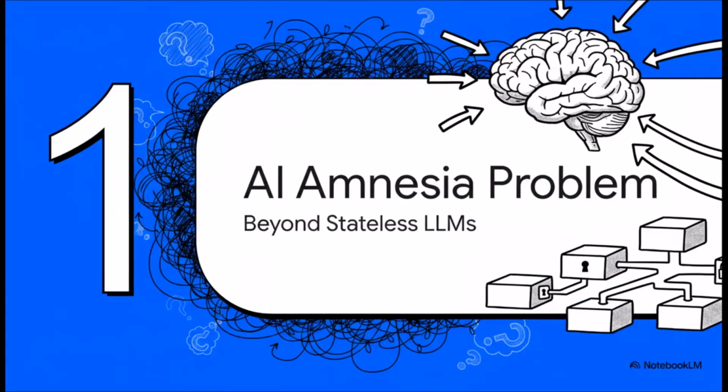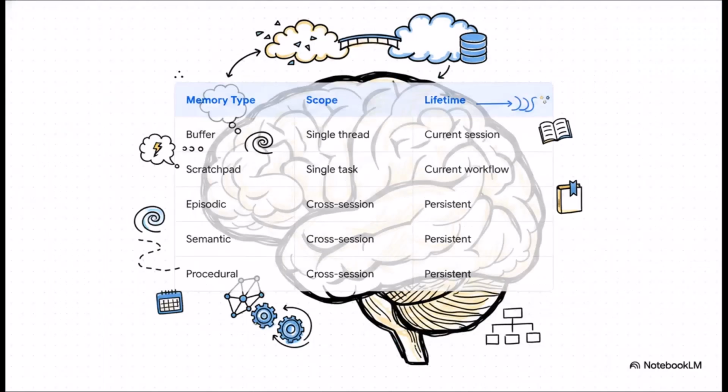Okay, kicking things off with Section 1, the AI amnesia problem and moving beyond stateless LLMs. Here's the absolute root of the issue. Every single time you ping a large language model, it is completely stateless. It only knows what's sitting right there in its immediate prompt, nothing more. So, how do researchers solve this? They use a structured taxonomy that maps short-term and long-term storage directly to how human memory works.